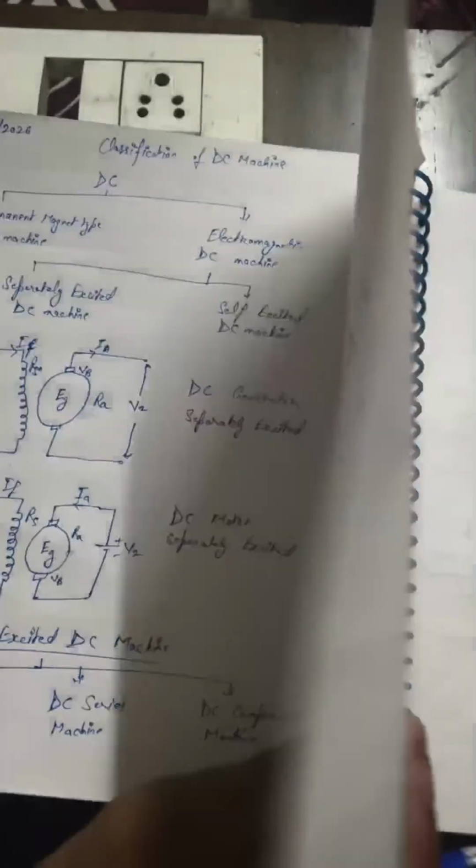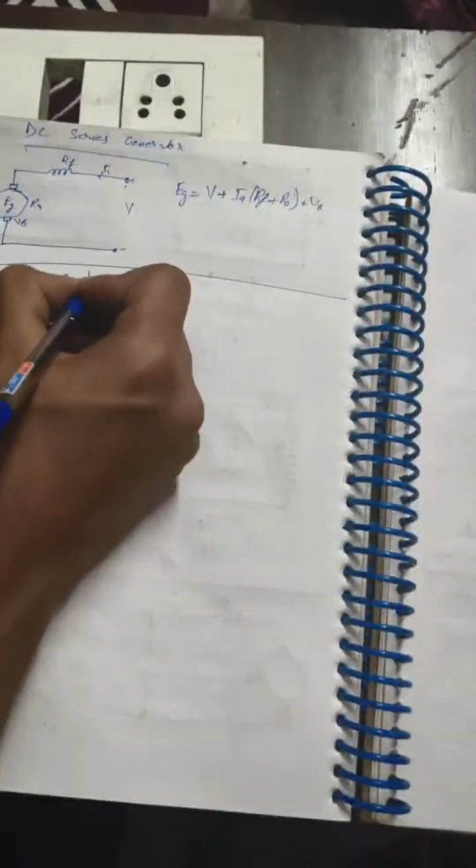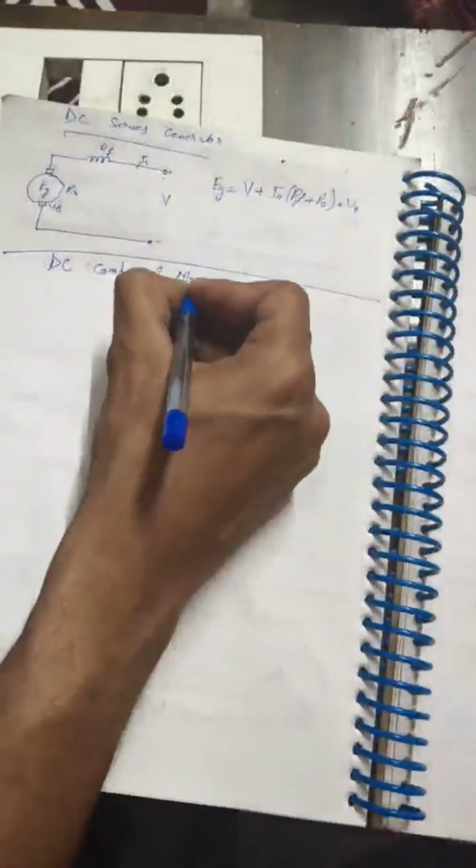We have discussed many cases, and now we will discuss the DC compound machine. In this case we will discuss only the diagrams. The equations will be derived by you, or I'll discuss them in the next lecture. The DC compound machine is of two types, the long shunt and the short shunt.